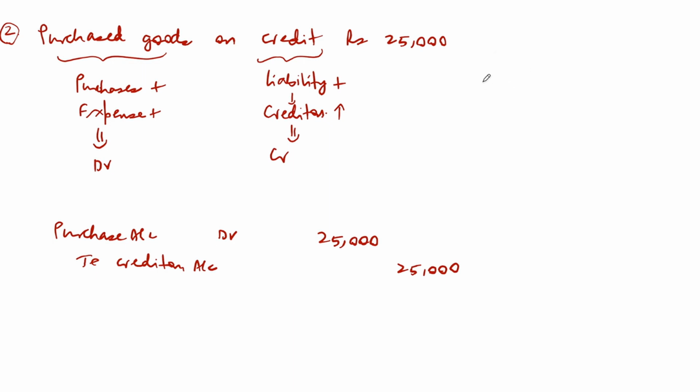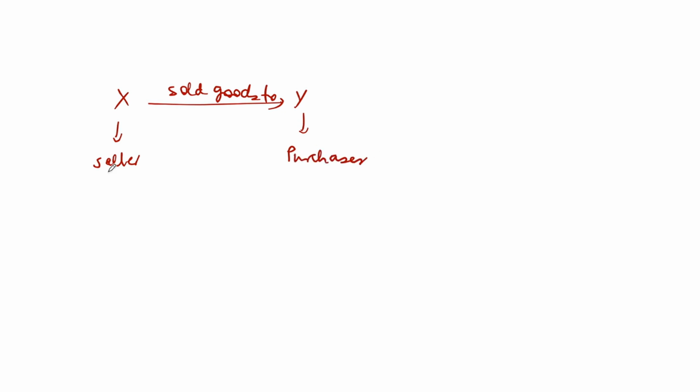And let me also explain to you about debtors and creditors. Suppose we have two people, X and Y. X sold goods to Y. If X sells goods to Y, X is the seller and Y is the purchaser. So Y owes money to X.